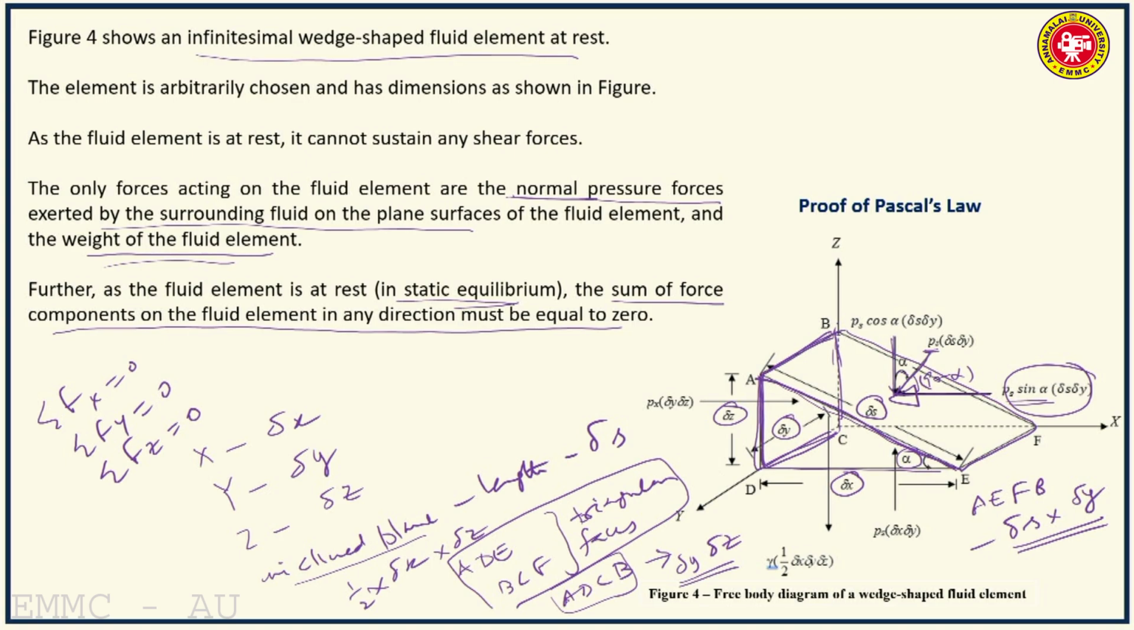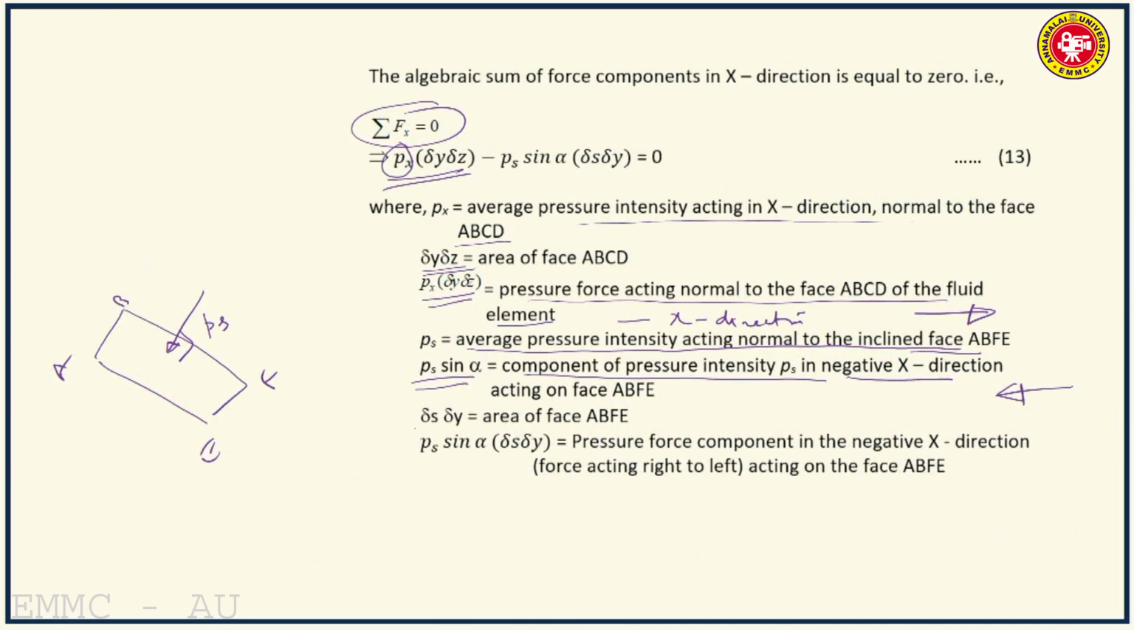What is the area on which it is acting? This is the area of the inclined phase ABFE. AB, the length, is delta Y, and BF is delta S. Therefore, delta S delta Y is the area of phase ABFE. So what is the magnitude of the pressure force? Pressure intensity multiplied by area. Pressure intensity is Newton per meter square, area is meter square, so you get the pressure force, and the unit of this quantity is Newton.